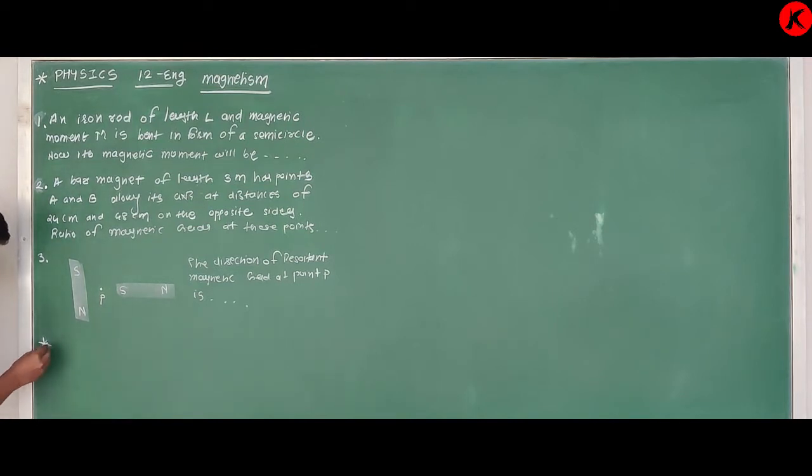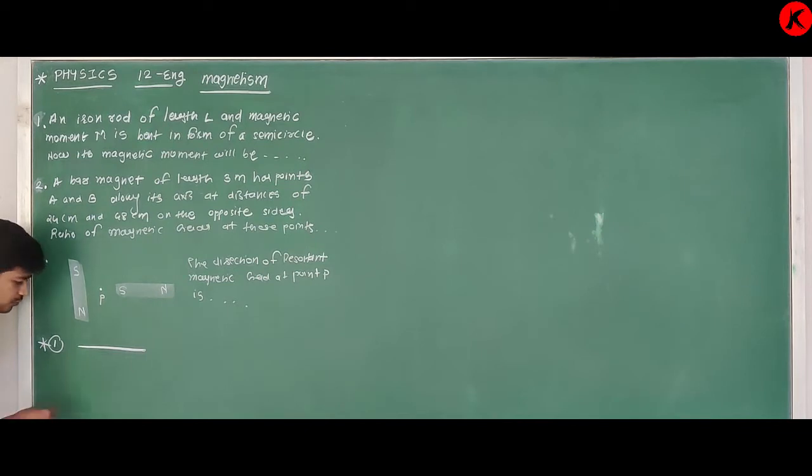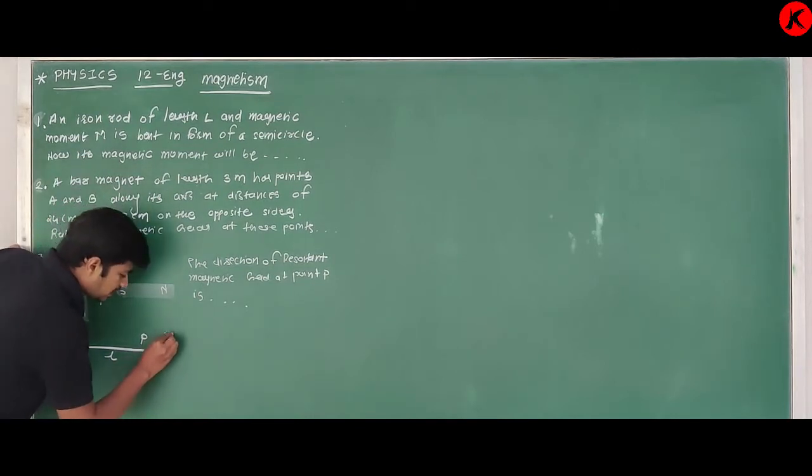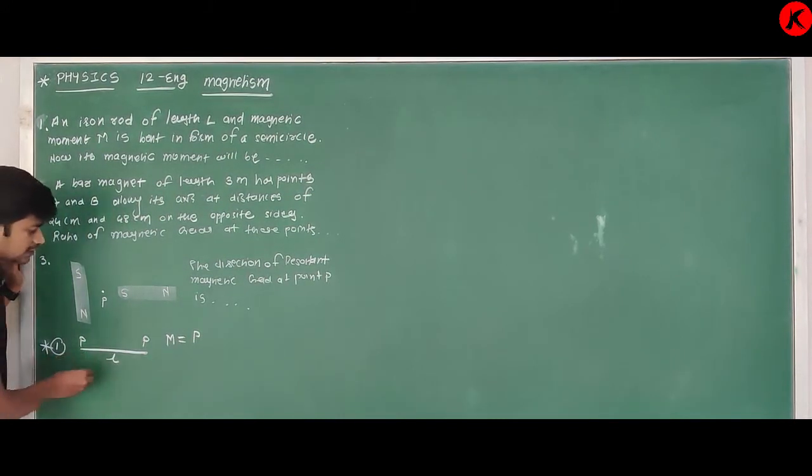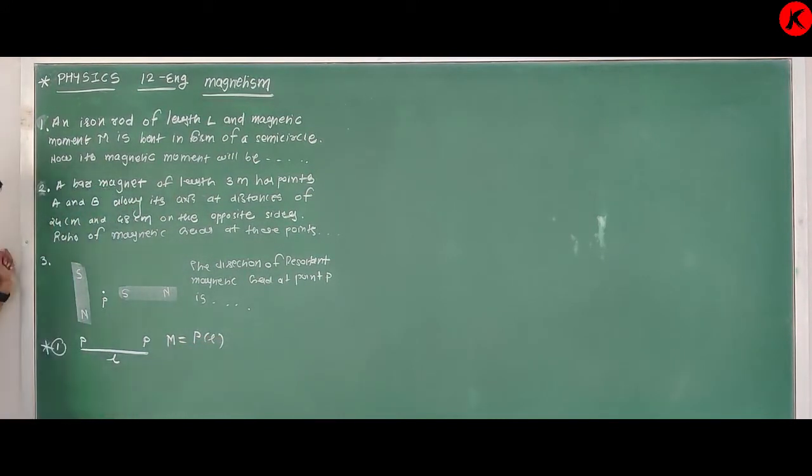Solution of the first one. An iron rod of length L. Suppose it is one iron rod of length L. It behaves as a magnet, so it has some pole strength P, and its length is L. For this iron rod, its magnetic moment M is equal to P, the pole strength, times the distance between the two poles, that is the length. So M is equal to P L.